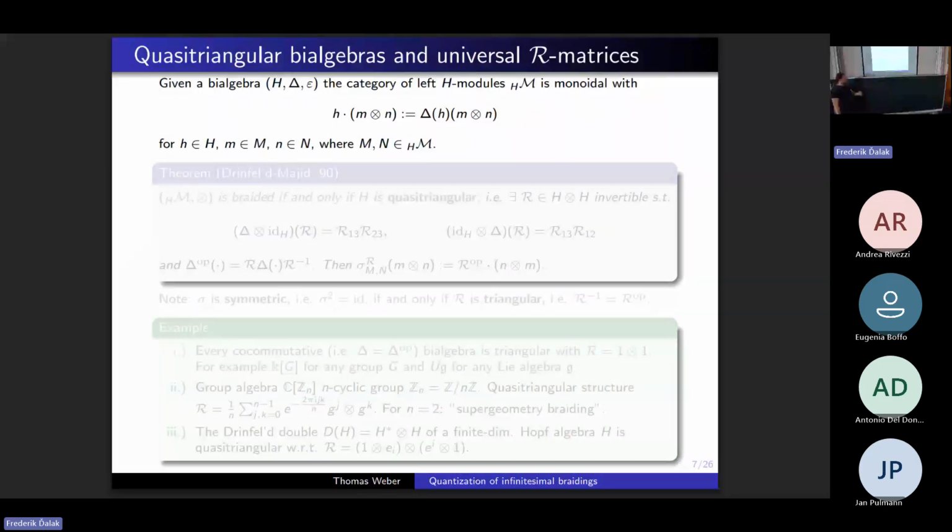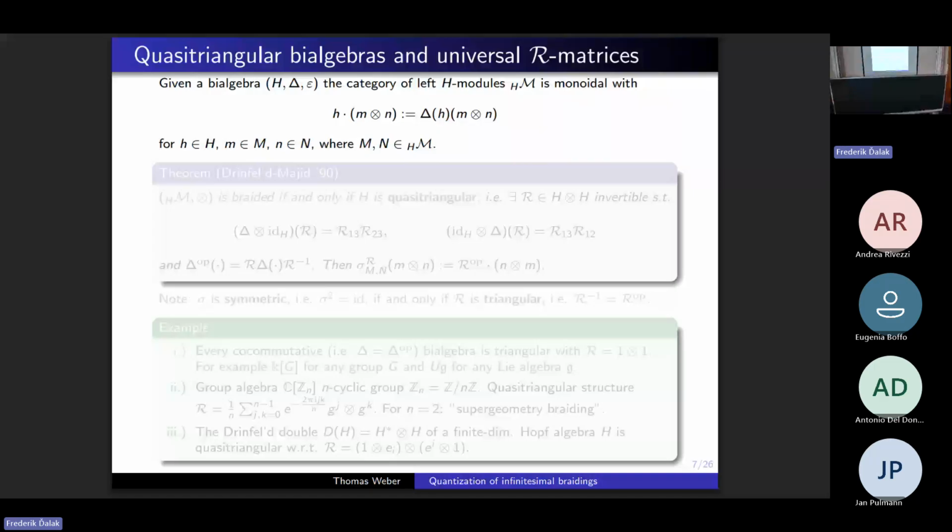So we can tensorize left H modules and get a left H module, where the action on the tensor product is simply given by the coproduct on the element. And this is an action precisely because delta is an algebra morphism. So this is why we really need the bialgebra properties to make this into a left module. And in a similar way, you can use the co-unit to get an action on the monoid unit that here is just the ground field.